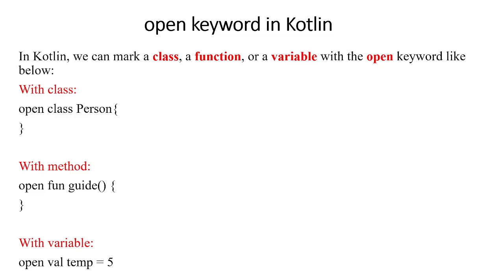Basically, the open keyword in Kotlin serves as a modifier that allows classes, functions, and properties to be extended or overridden by some other class. By default, all the classes, methods, and properties are final in nature. Without open, classes, methods and properties are final by default, preventing them from being extended or overridden in subclasses.